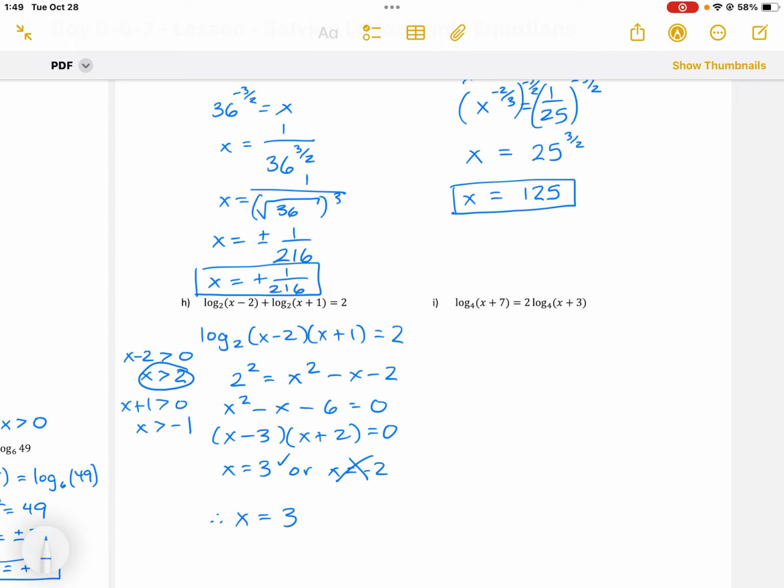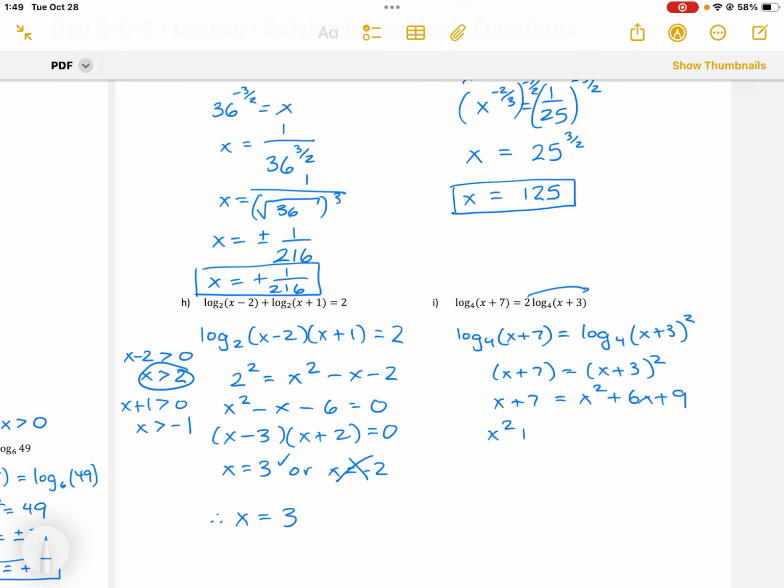My last example, I have logs on both sides. So what I'm going to do is bring the coefficient up so that I have log 4 on the left-hand side and log 4 on the right-hand side. This means that the arguments have to be equal. So I'm going to expand and simplify. And then I'm going to collect like terms.